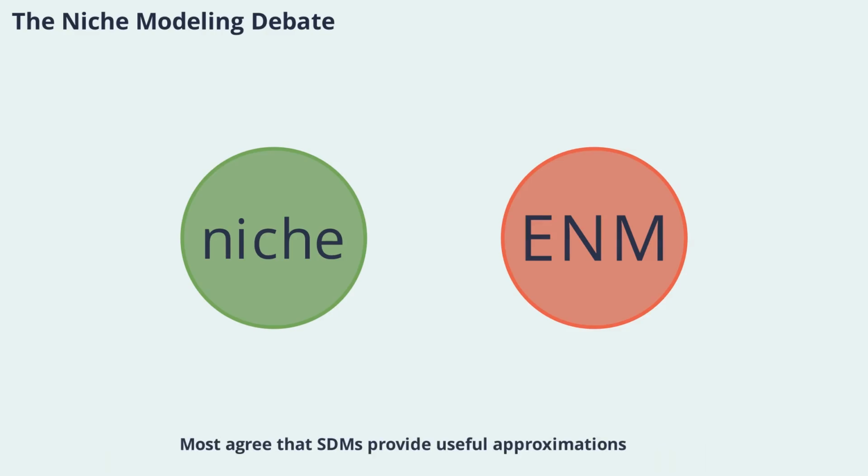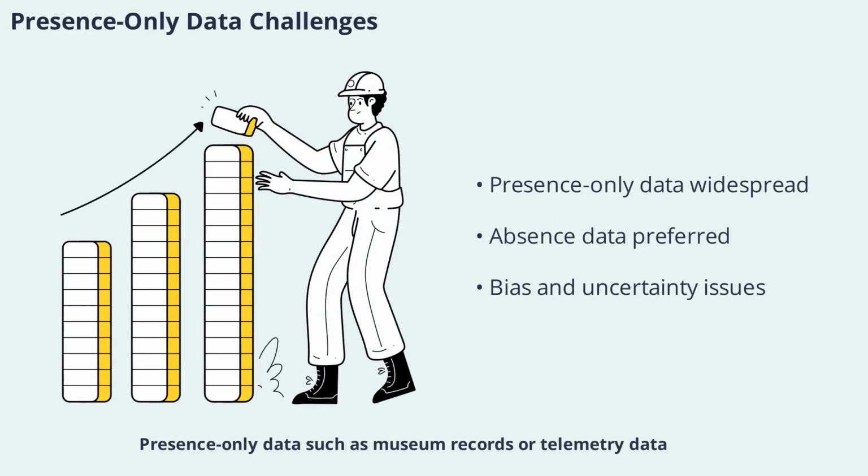Most agree that SDMs provide useful approximations, but caution is needed when interpreting what aspect of the niche is being modeled. Presence-only data, such as museum records or telemetry data, are widely used in SDMs, especially when absence data are unavailable.